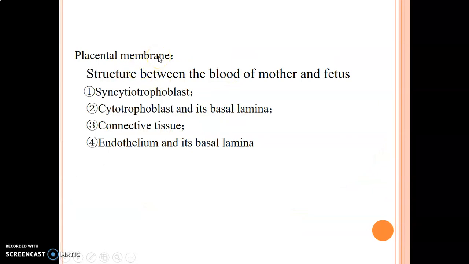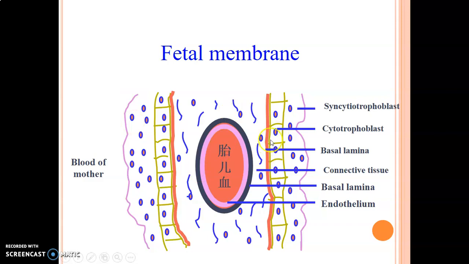So the structure, the placental membrane, is just a structure between the blood of the mother and the fetus, and this is basically formed by syncytiotrophoblastic cells invading into the decidua. So you still have some part of the cytotrophoblast lying on basal lamina, and then connective tissue as well as the endothelium of the blood vessels with their basal lamina. So these are what form the placenta: syncytial and cytotrophoblasts on the basal lamina, connective tissue, and endothelial cells lining the blood vessels lying on their basement membrane. So this is your fetal membrane.